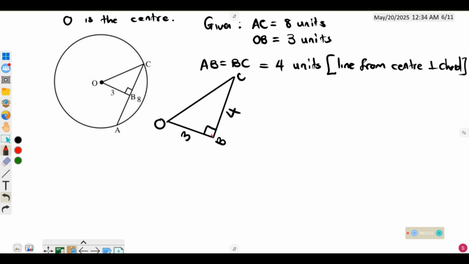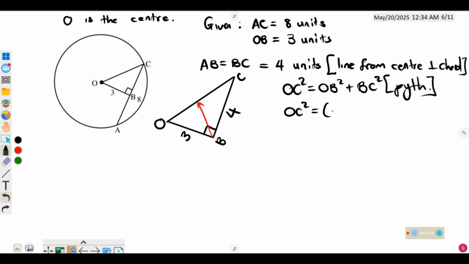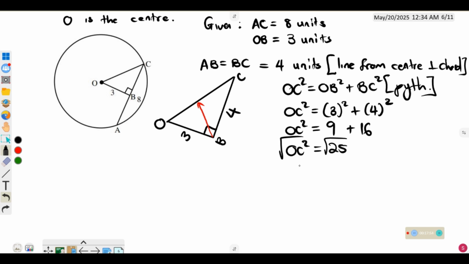Remember how to identify your hypotenuse? Draw that diagonal. So as you can see, OC squared has to be equals to OB squared plus BC squared. This is the Pythagoras theorem. You need to have a reason. So OC squared is equals to OP, which is 3 squared, plus BC, which is 4 squared. So OC squared is equals to 3 squared, which is 9, plus 16. 16 plus 9 is 25. So OC squared is 25. Then we square root both sides. Hence OC is equals to 5 units. Easy stuff, right? Let's move on.